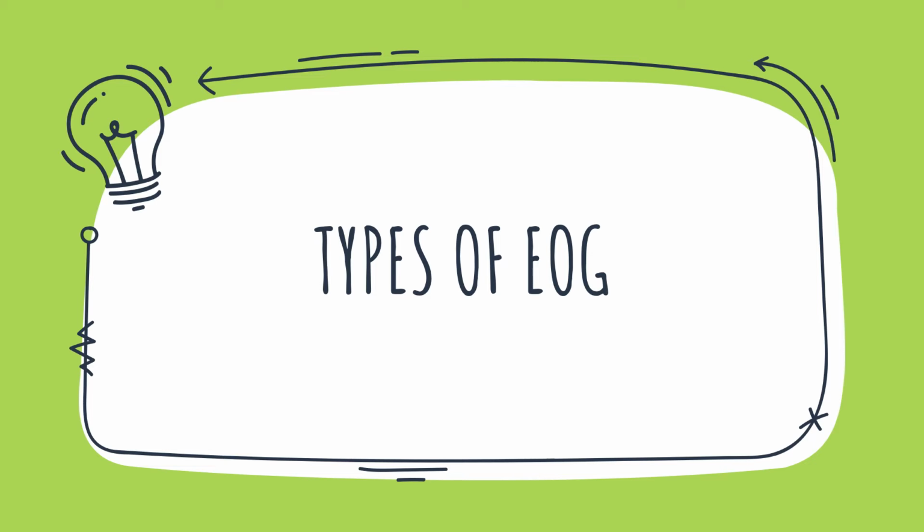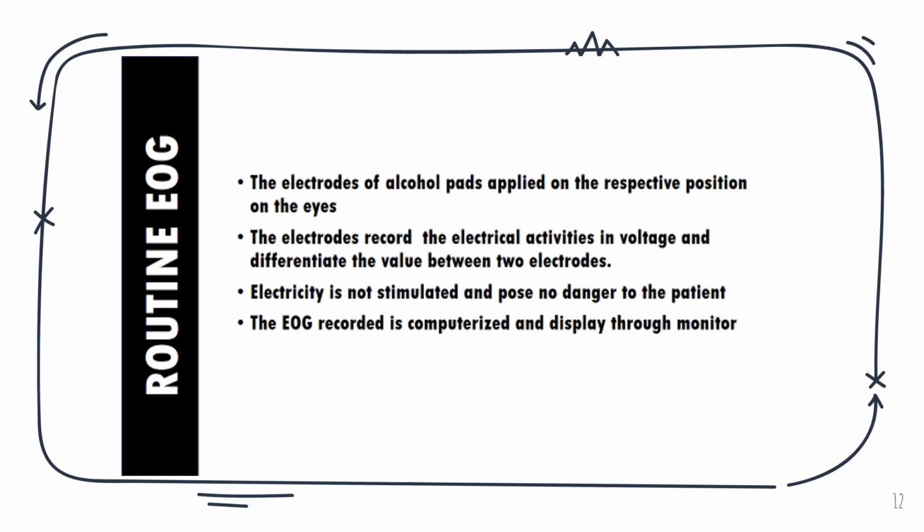There are 2 types of EOG. The first one is routine EOG. The electrode with alcohol pad is applied on the respective position on the eye. The electrodes record the electrical activities in voltage and differentiate the value between two electrodes. Electricity is not stimulated and poses no danger to the patient. The EOG recorded is computerized and displayed through the monitor.